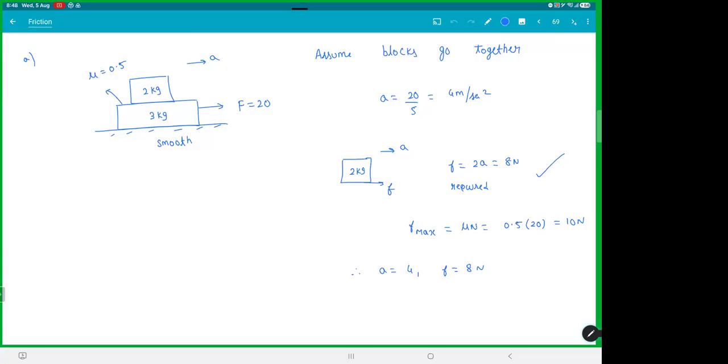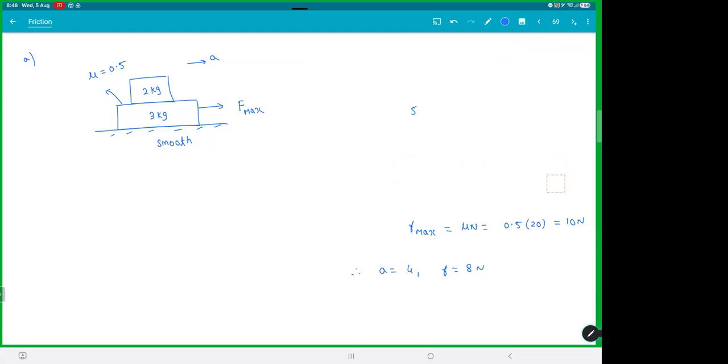For the second part, now you're asking what is the F maximum so that they go together. That means in this scenario, the friction has reached its maximum value. So you're asking for F max, now the blocks are about to slip. So this is actually easy. The blocks are about to slip, meaning F is maximum.